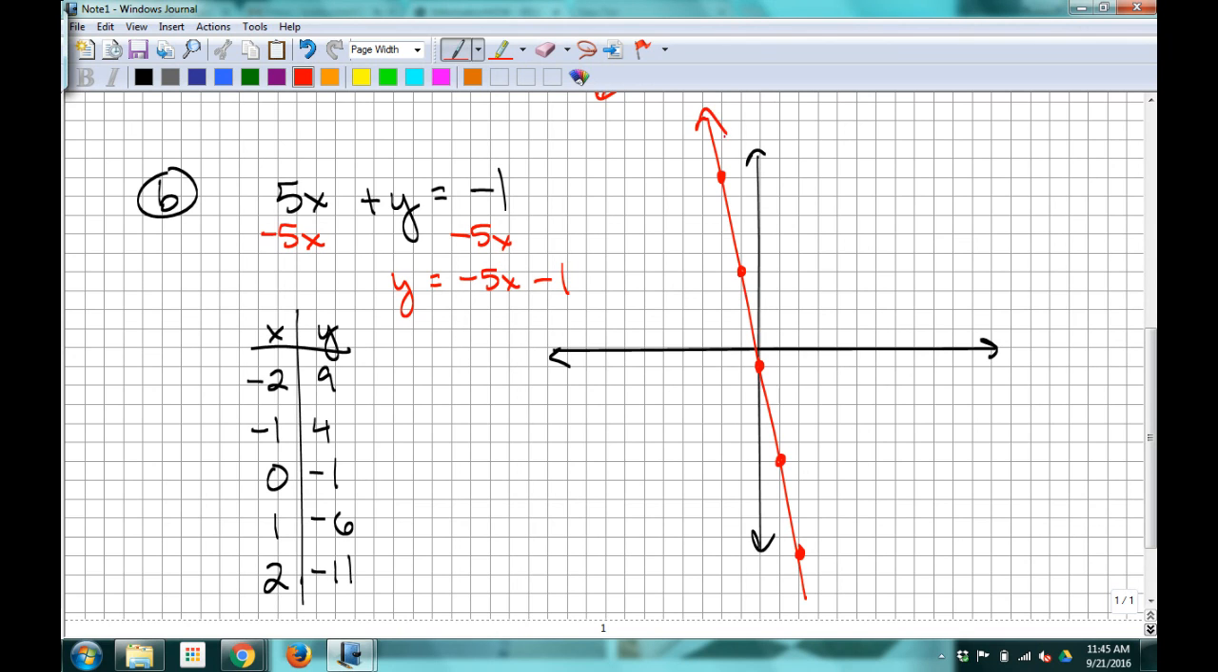Again, draw your straight line, put the arrows on the ends. Get those 5 ordered pairs. The red line, remember, represents every ordered pair that goes with that equation. Okay, that's what that line represents.